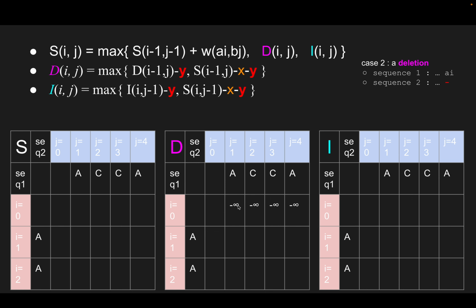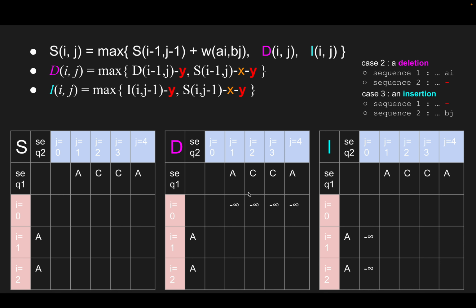So it is impossible. So the score we will initiate the boundary condition with a minus infinity. For I equals 0, this means no character here, but the character must be a gap symbol. It cannot be A, it cannot be C, it cannot be C, it cannot be A. So it's impossible here because there's no character input for sequence 1.